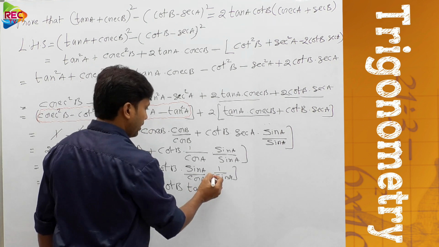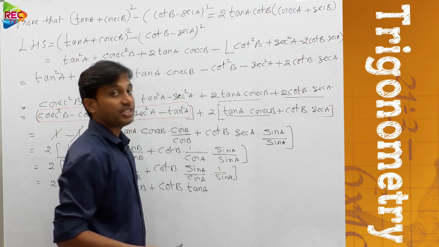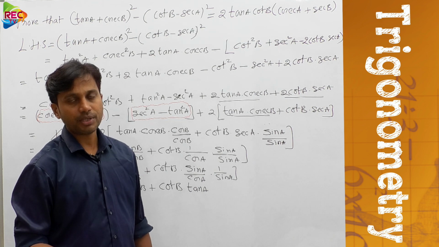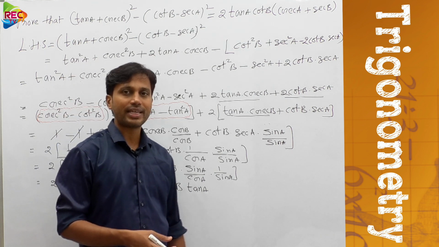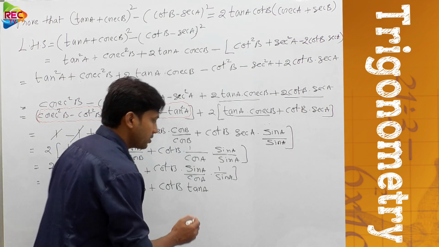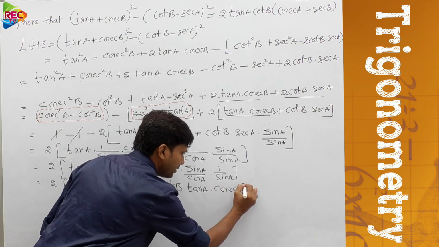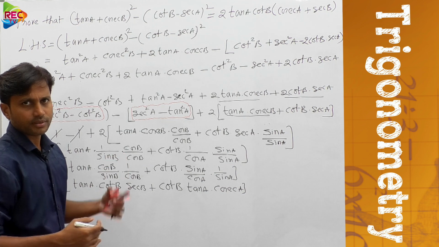Now again this 1 by sin A can be represented as cosecant A or not? Exactly. Why? Because 1 by sin A and cosecant A are reciprocals of each other. So anyways, this is cosecant A. That's it. Problem is almost solved.